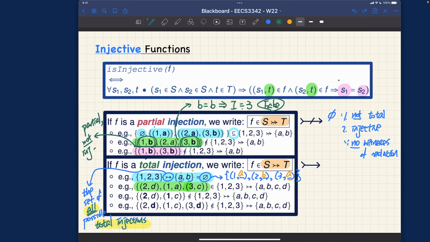All right. So this one here, the green one, let me just make sure it's green. The green one over here is total. Actually, I don't need to check. It's both total and injective. That's why it's a member of. All right, hopefully so far so good.